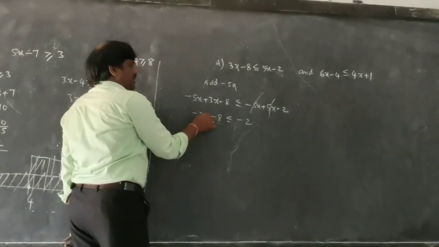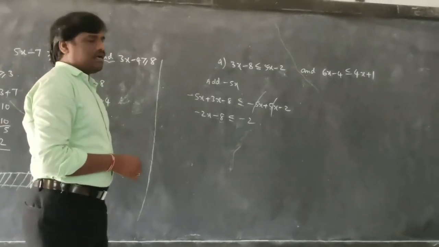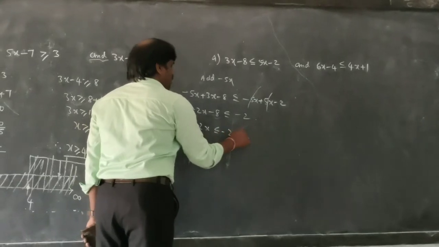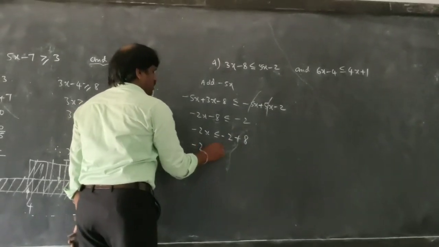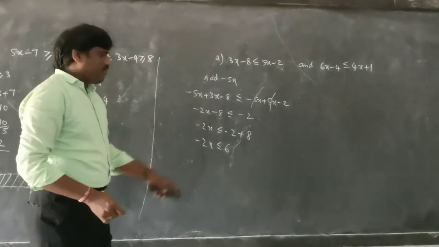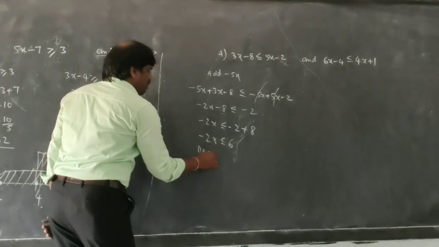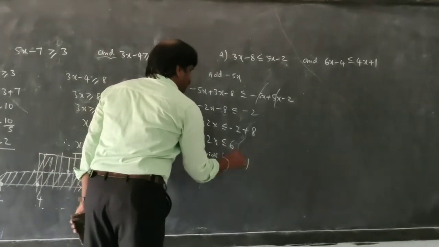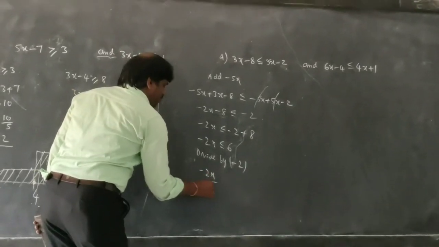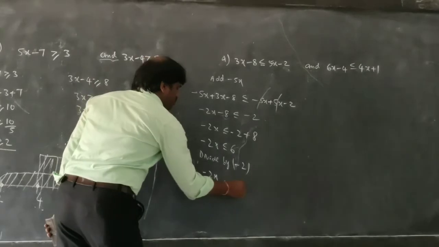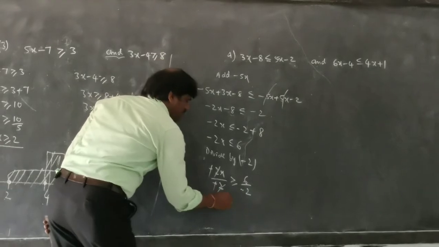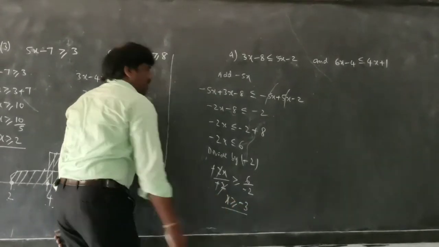Now minus 8 should not be there, x should be taken as the subject. So send minus 8 to that side. Minus 2x less than or equal to minus 2 plus 8. Minus 2x less than or equal to 6. But you have a minus symbol here. When you have a minus symbol, we divide by minus 2. When you divide by minus 2, the inequality changes. So minus 2x divided by minus 2 greater than or equal to 6 divided by minus 2. Minus minus cancel, 2 cancel. X greater than or equal to minus 3 in this case.